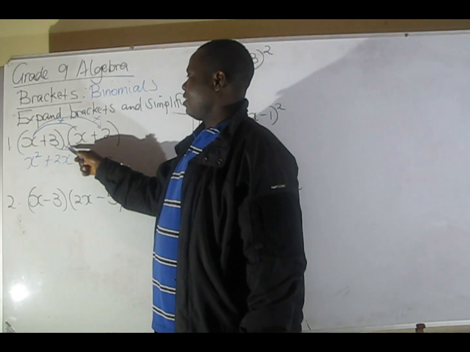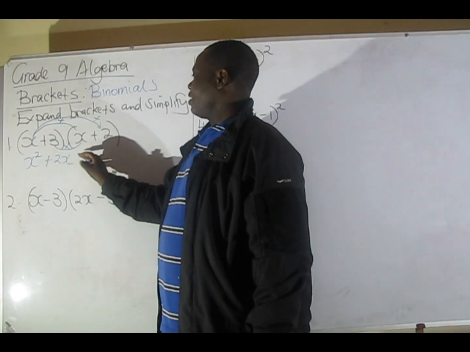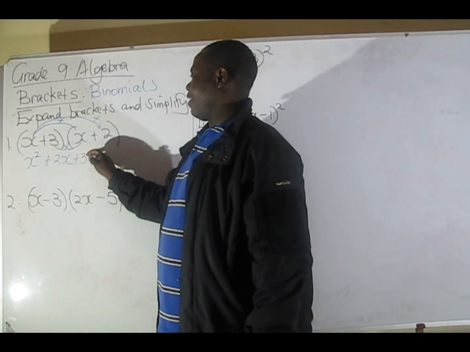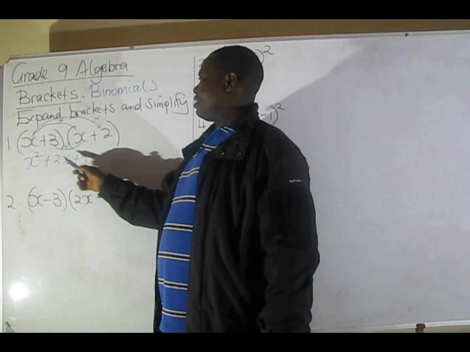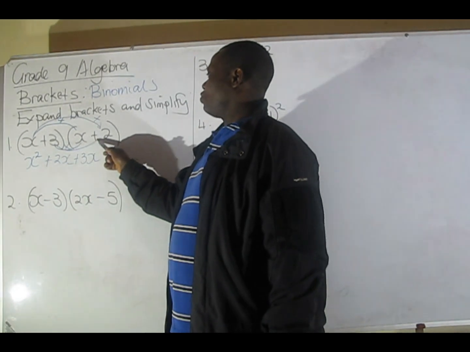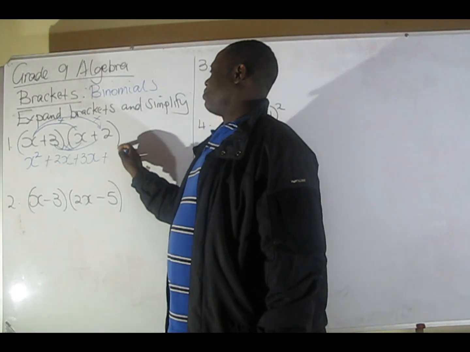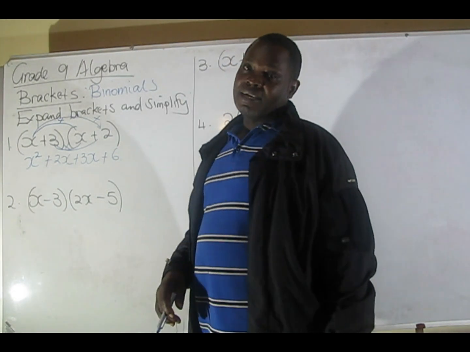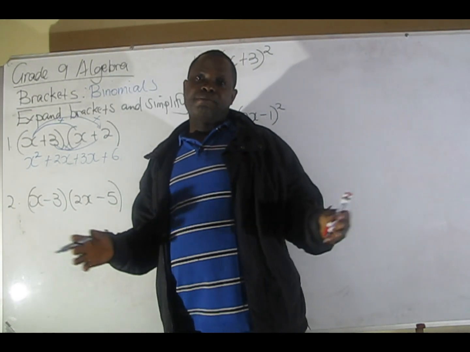Then I multiply the second term in this first bracket times the first term in the next bracket. That's 3 times x. That will give me 3x. Then I multiply 3 times 2, and the answer will equal 6. That is my expression. I have expanded the brackets.